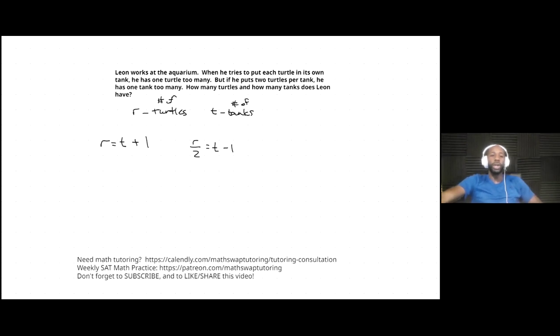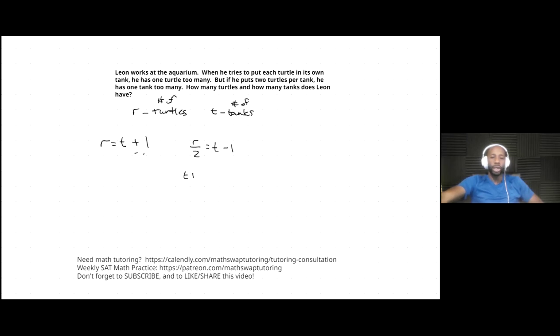So here's our system of equations. We got two equations for our two unknowns, R and T. So let's solve this for T, and then we'll plug it in and get the number of turtles and tanks from there. Actually, I didn't need to do that. I'm tripping. This is already solved for R right here. R is equal to T plus one. So we're going to take this T plus one and put it right here.